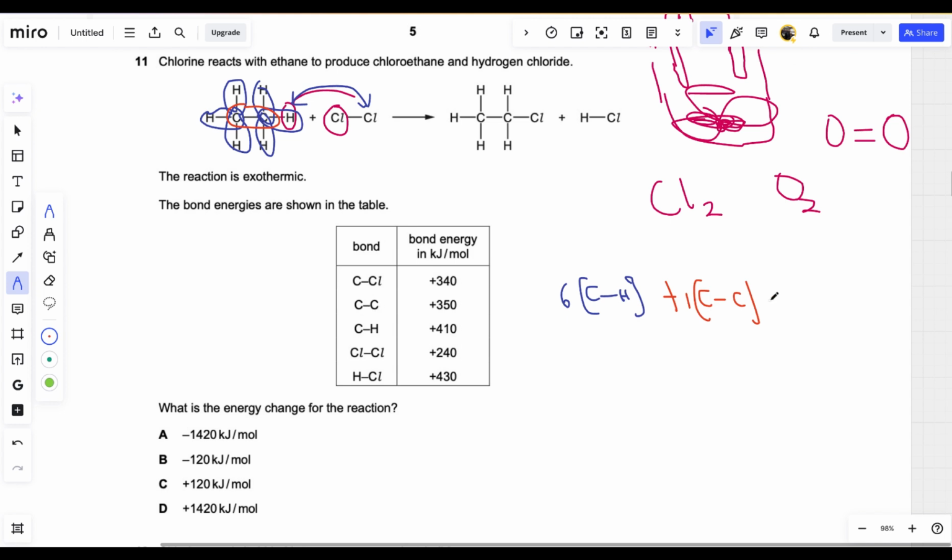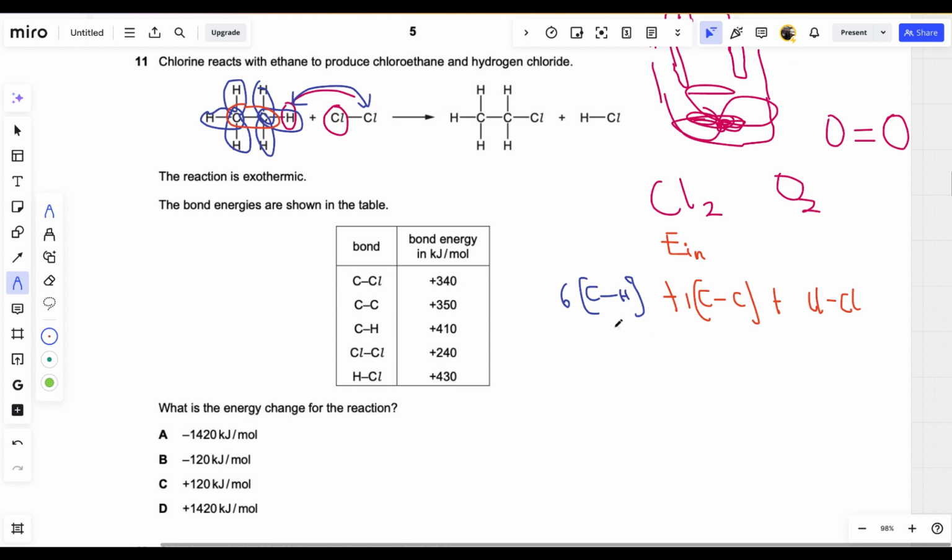Plus chlorine to chlorine. Do we have Cl-Cl? Yes, and it's only once. Plus Cl-Cl, a single bond. So this is our total energy in. I call it E in. We'll do energy out, and then we will subtract energy in minus energy out, and we get the energy change.